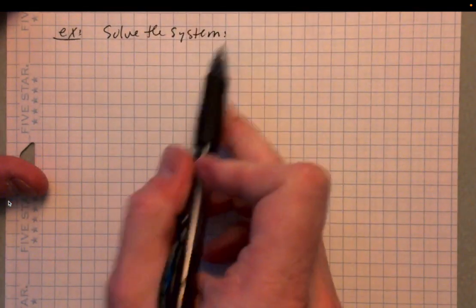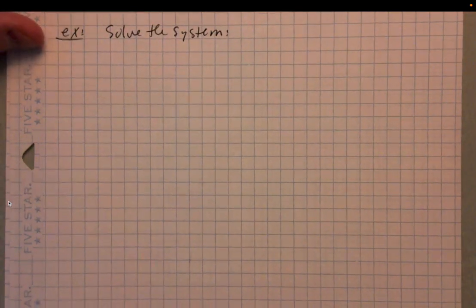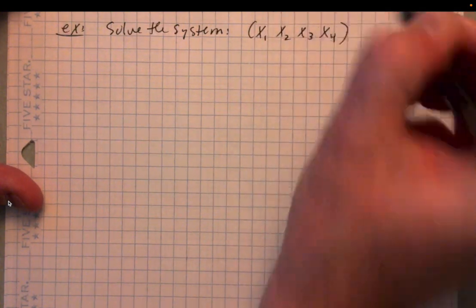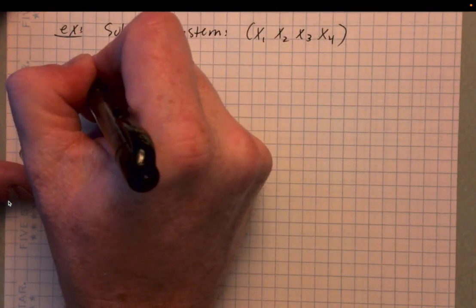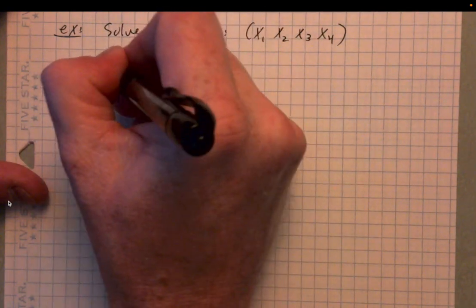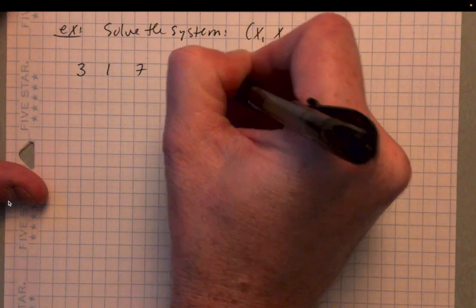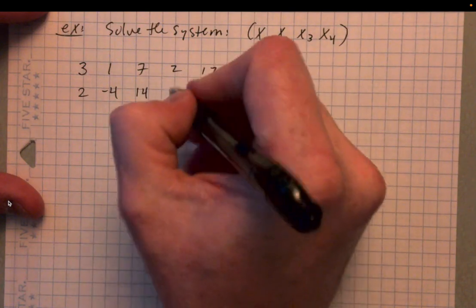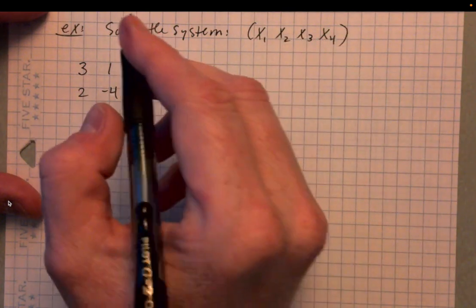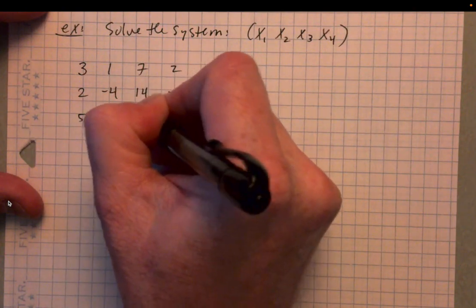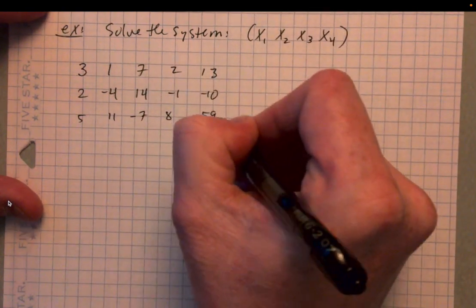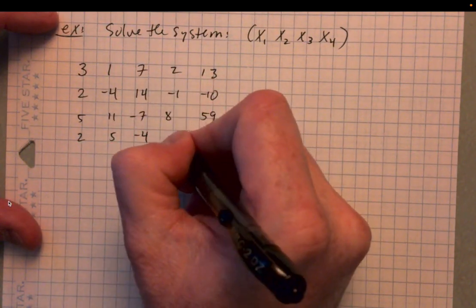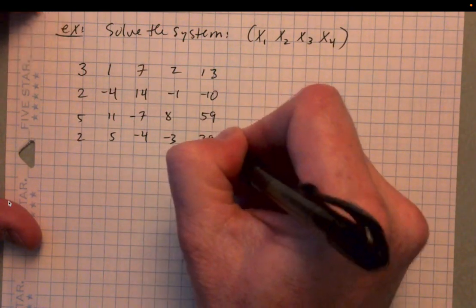Okay, I'm going to go straight to the augmented matrix, and you'll just know this is an x1, x2, x3, x4 system. The augmented matrix looks like this: 3, 1, 7, 2, 13; 3, 1, 7, 2, 13; 2, -4, 14, -1, -10; 5, 11, -7, 8, and 59; and 2, 5, -4, -3, and 39.